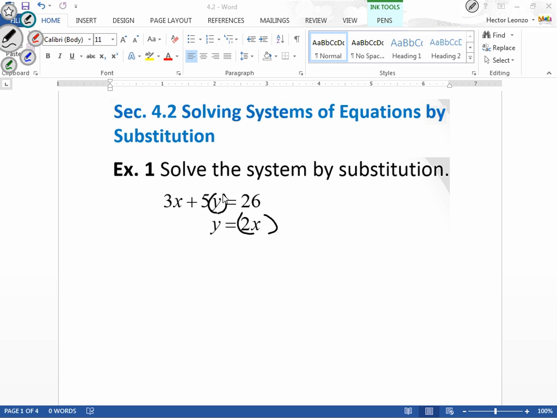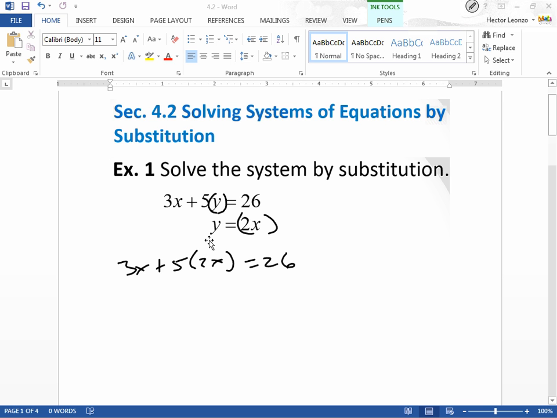So I'm gonna rewrite my first equation, 3x plus 5y equals 26, but instead of y, I'm gonna write 2x. So I have 3x plus 5 times 2x equals 26. Notice how I wrote 3x plus 5y equals 26, but instead of y, I wrote 2x, right? We replaced it. That's why we call it substitution. So our goal technically is to write an equation with only one letter, in this case, x.